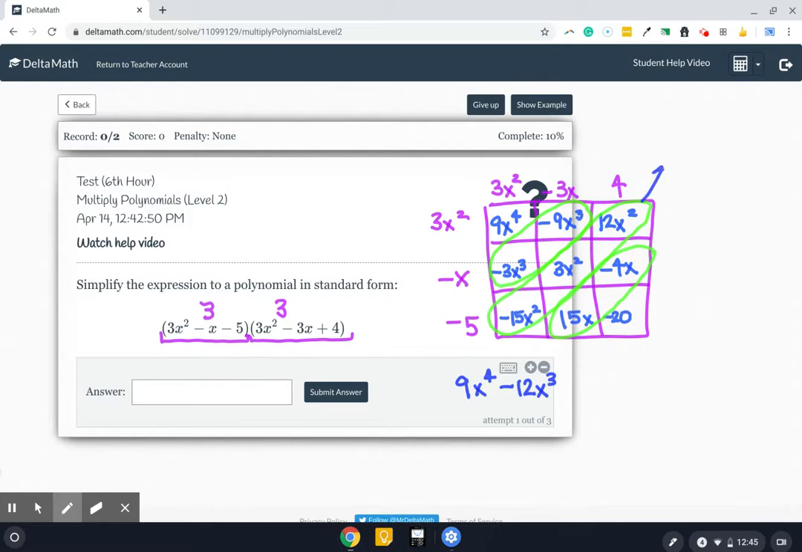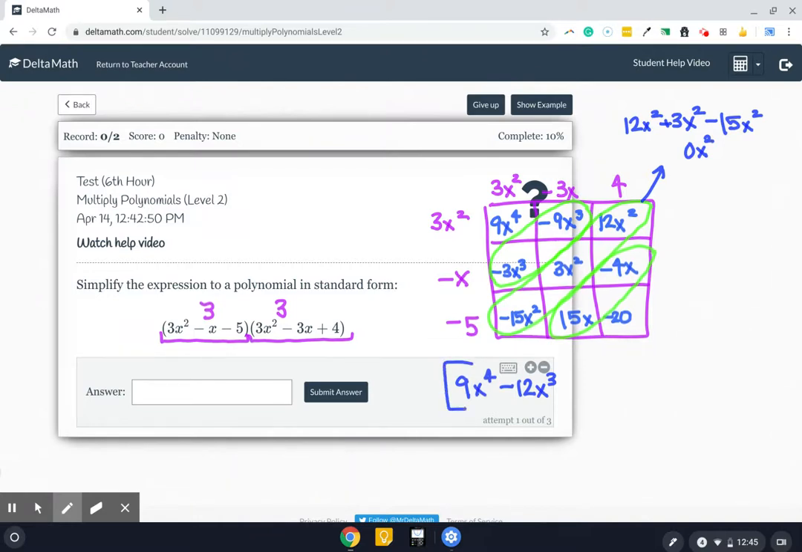Oh, this next one, this is kind of sweet. I'm going to zoom in a little on this one. I've got a 12x squared and a 3x squared. And that makes 15, but then in that last box, I've got a minus 15x squared. So those totally cancel out, and we have 0x squareds. So I'm not even going to write it in my final answer spot.